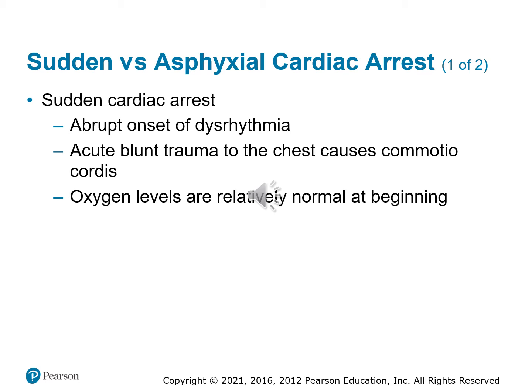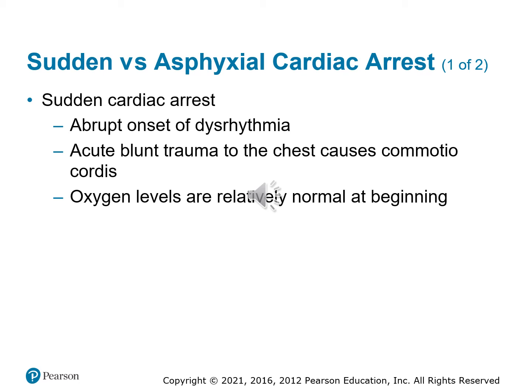When we talk cardiac arrest, there's sudden cardiac arrest and there's asphyxial cardiac arrest. Sudden cardiac arrest is going to be those rapid onsets of those dysrhythmias. There is a condition called commotio cordis. This is when you have an acute blunt trauma to the chest, and it hits the chest just at the moment of repolarization for the ventricles. It has to be at exactly the right time, with the heart at a certain part of the rhythm, for this to occur. So it doesn't happen very often, but that can cause sudden cardiac arrest.